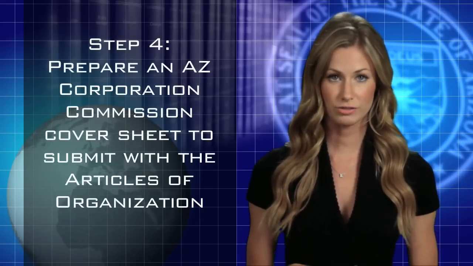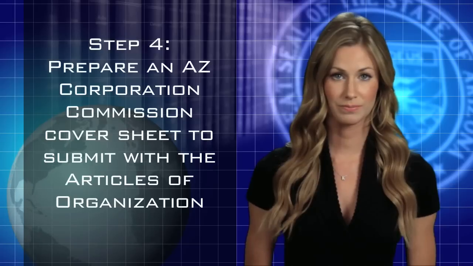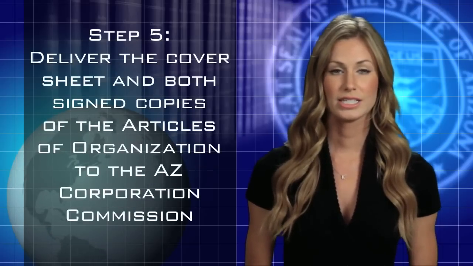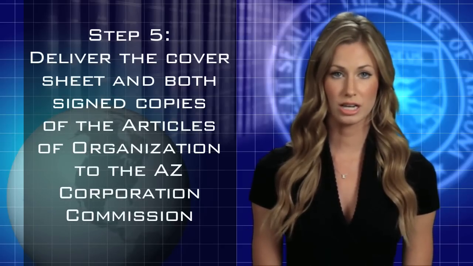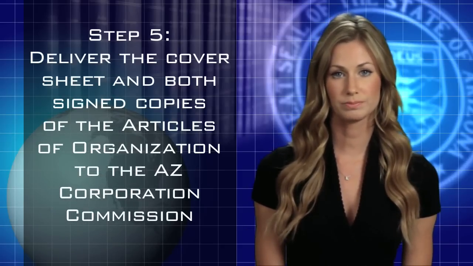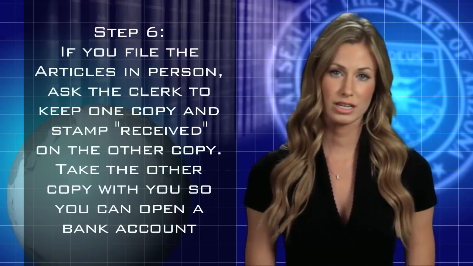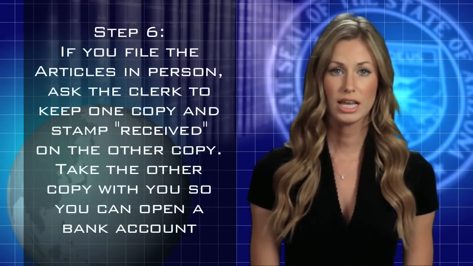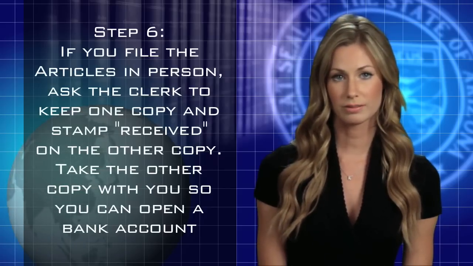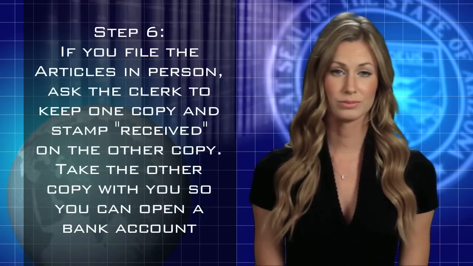Step number 4. Prepare an Arizona Corporation Commission cover sheet to submit to the ACC along with the Articles of Organization. Step number 5. Deliver the cover sheet and both copies of the completed and signed Articles of Organization to the Arizona Corporation Commission. Step number 6. If you file the Articles of Organization in person, ask the clerk to keep 1 copy of the Articles of Organization and a stamp received on the second copy. Take the second copy with you. You will need this to open a bank account.